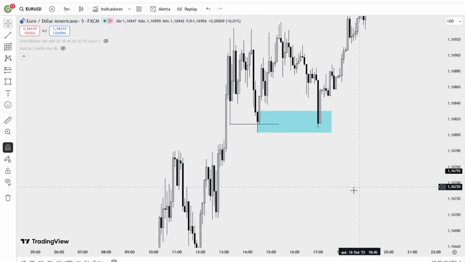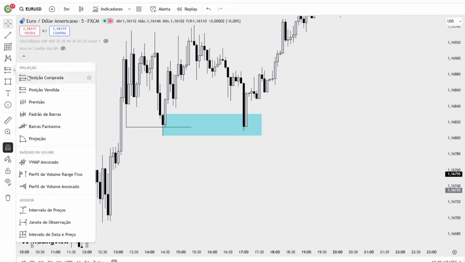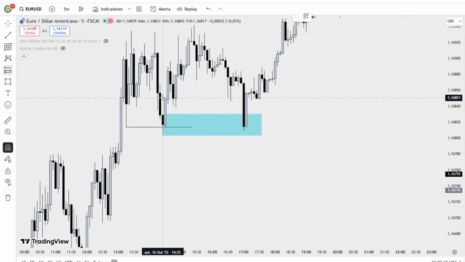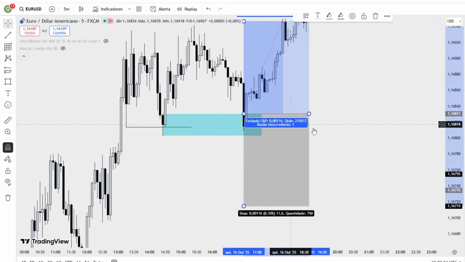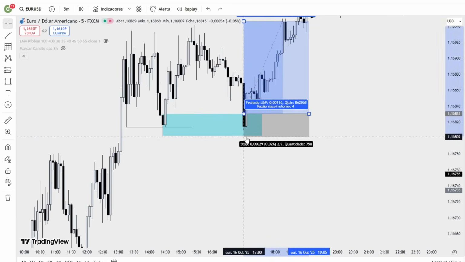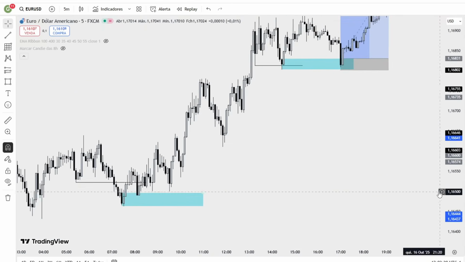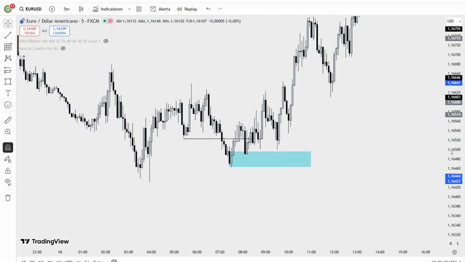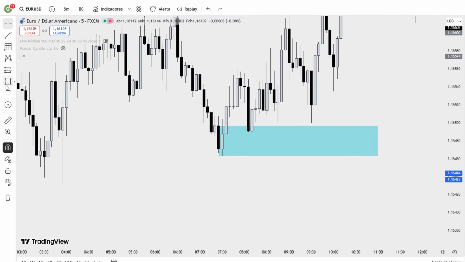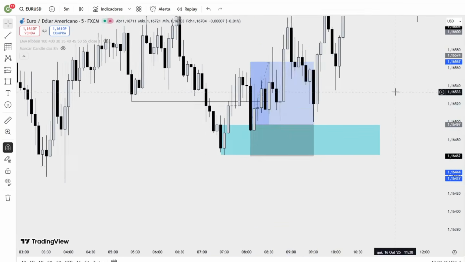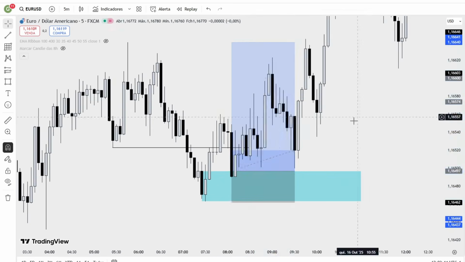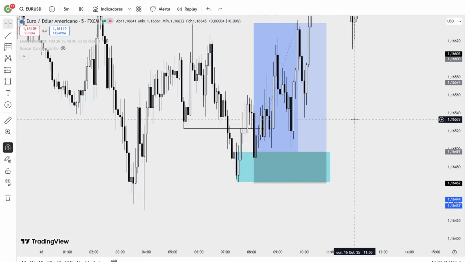You get into a retest. The price closes here, you get your order here. It took a while to come back, but it did come back, executed you, and boom, take profit. It's simple as that. Here, same thing: price closes above, retests it, boom, take profit. Simple as that.